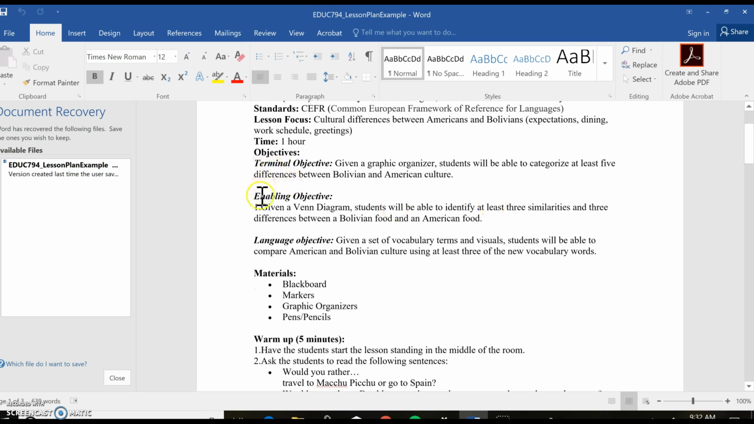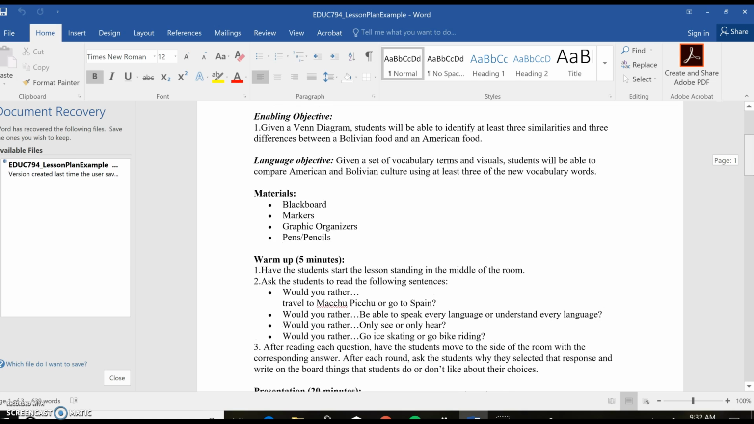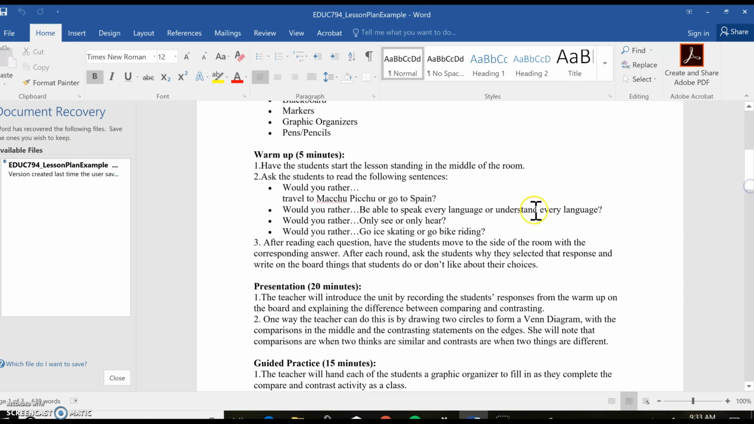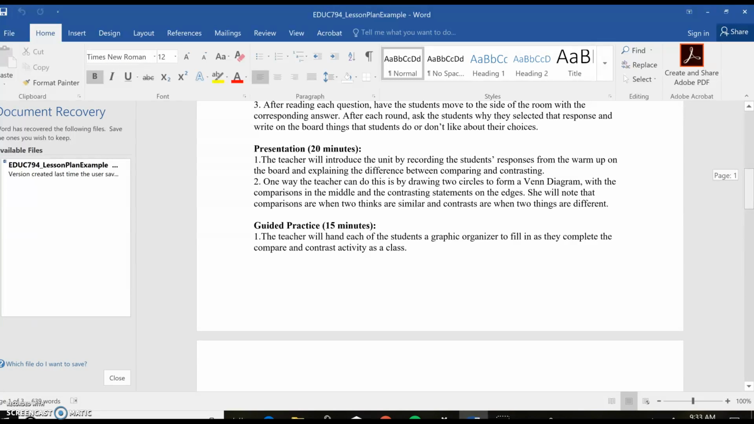So you have your terminal and enabling objectives, so this is what you want to achieve by the end of the lesson, and these are the steps that you would take in order to get there, so your enabling and language objective. Here I'm focusing on comparing and contrasting writing, as well as factoring in that intercultural communication piece. So I would start with a would you rather game as a warm-up. So I always have my warm-ups kind of have something to do with what the main portion of the lesson is supposed to be. So it's all relevant and it ties together.